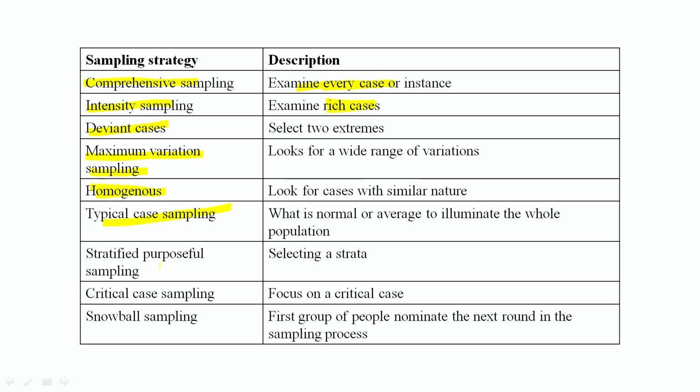Then comes stratified purposeful sampling. We identify the strata and then we proceed with the study. Critical case sampling, this is a very interesting area where you take a particular case which is very critical in nature or which has some kind of examples to quote. We will discuss it further. And the last point here is snowball sampling, the group of people who can recommend to you in the next phase whom to contact for data collection.